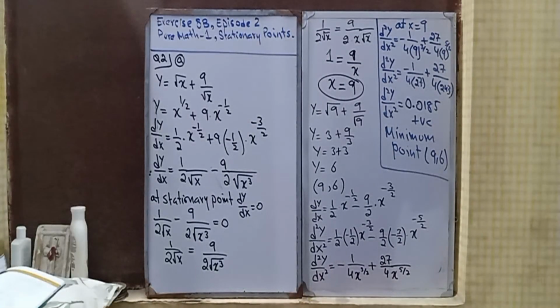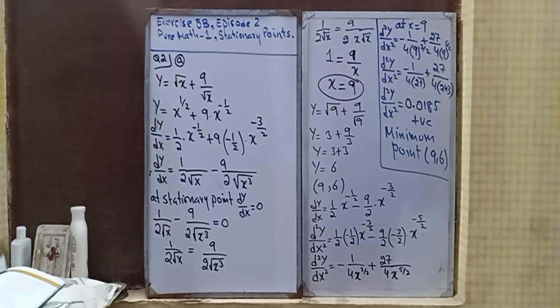Because we do not have that much space on our board, I hope you understand this. It's simple. We differentiated it and then we made that expression of the derivative equal to 0, because at the stationary point dy/dx is 0. Once you know the value of x, I put that value of x in the original equation. From there I found the value of y for the stationary point. So now I know that the stationary point's coordinates are (9, 6).